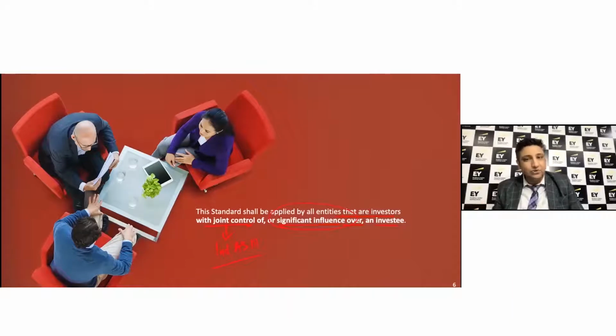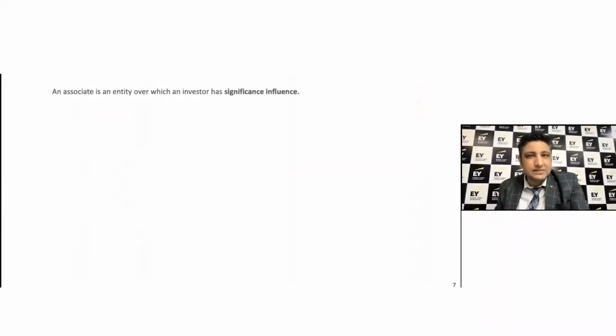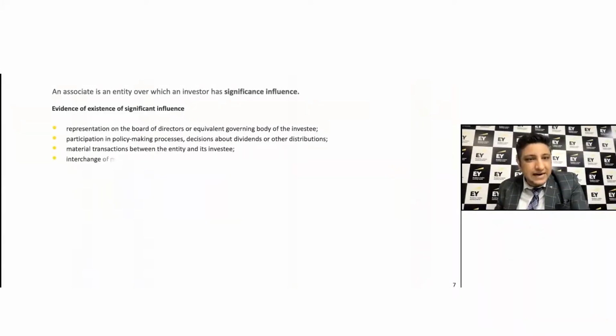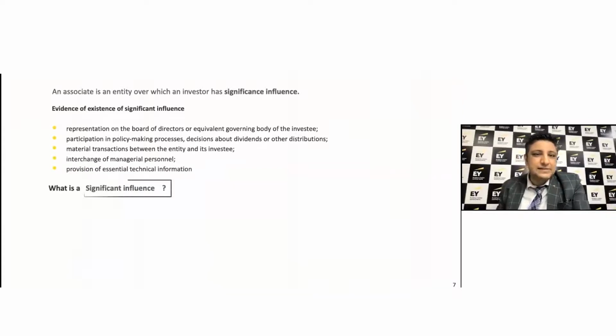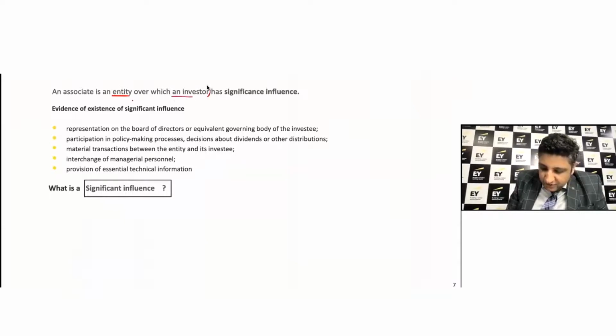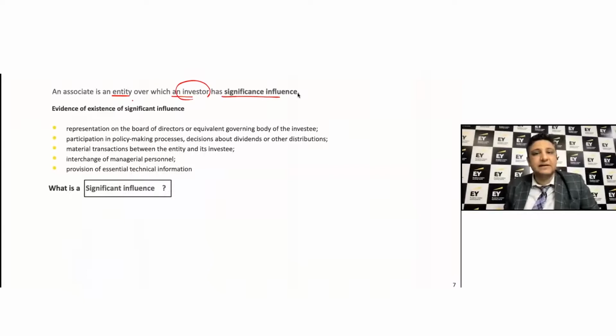We have heard it already so far in this discussion that there is significant influence between 20 and 50%. So what is that all about? That's what we want to discuss. Less than control, but not a small investment. Less than control, not a small investment. That is where the term significant influence comes in, and that is where we start understanding it better. We are saying that an entity over which an investor has significant influence is what we refer to as an investment in an associate.